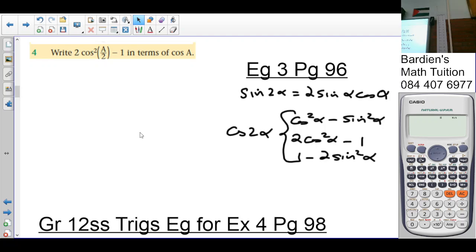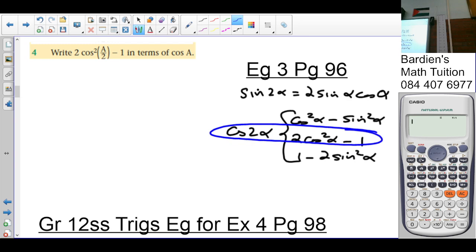2 cos squared alpha minus 1. You all see it's the second one of the three. And what is in alpha's place? A over 2. Can you see that, people? So that means to say that cos 2 times a over 2 is equal to 2 cos squared a over 2 minus 1.